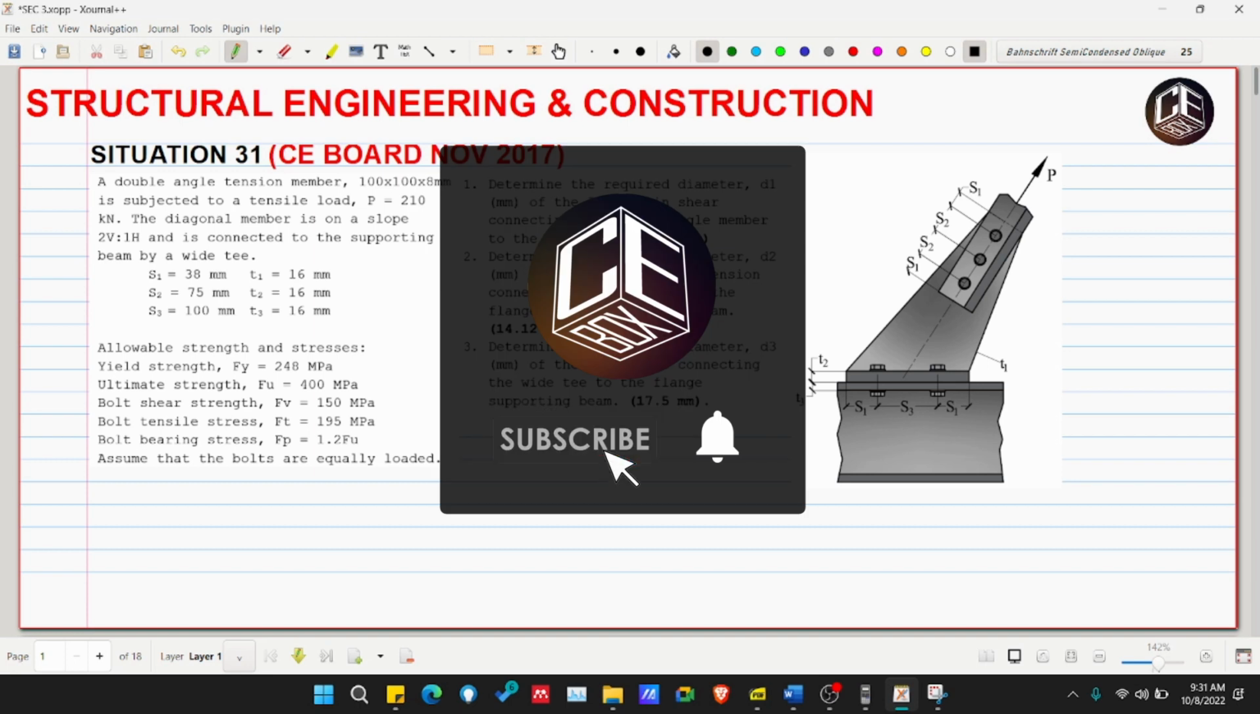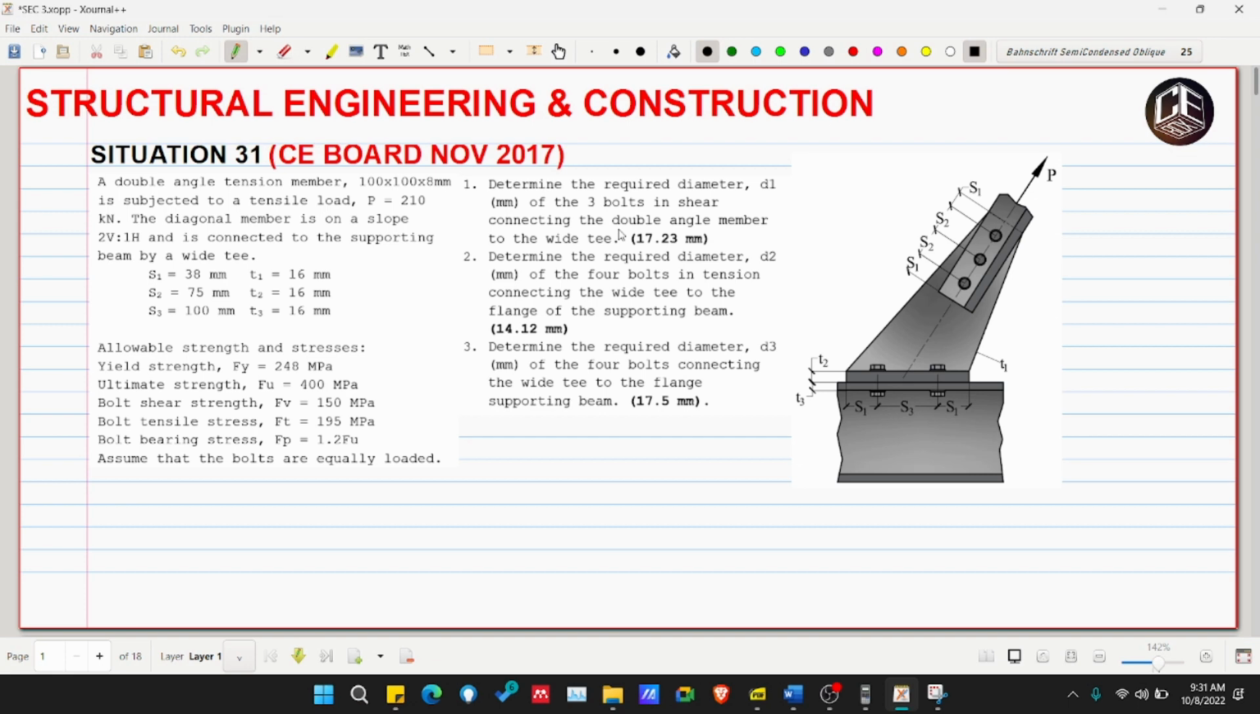This is our Situation number 31 from the CE Board Exam November 2017 for Structural Engineering and Construction. A double angle tension member 100 by 100 by 8 millimeters is subjected to a tensile load P, which is equivalent to 210 kN. The diagonal member is on a slope 2:1 and is connected to the supporting beam by a WT. So ito yung mga given na dimension ng S1, S2, S3, T1, T2, and T3. And ito naman yung mga given na allowable strength and stresses. Assume that the bolts are equally loaded.